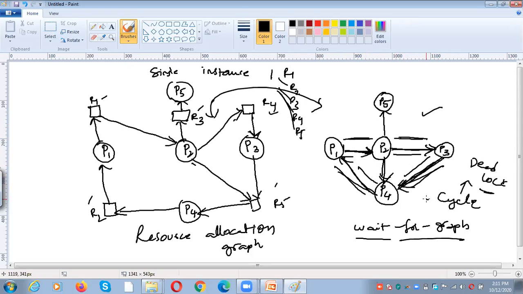Okay. So if there is a cycle, then there is a deadlock. Why? Because the arrow mark to this, and this will be connected to this, and it will be connected to this, and it will be connected to this. Again, this will be connected to this, like there is a cycle. So if there is a cycle in the wait for graph, there is a deadlock. That is called as wait for graph.